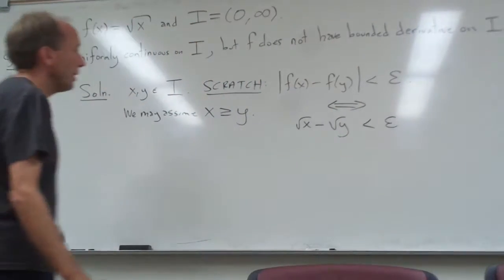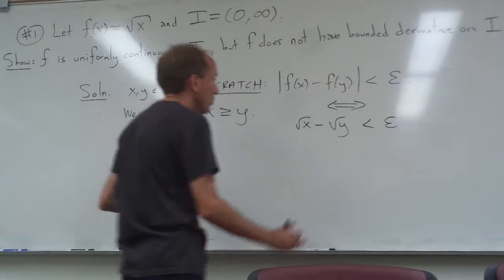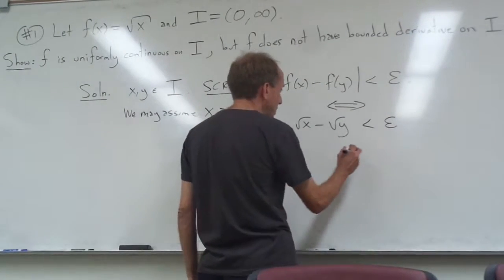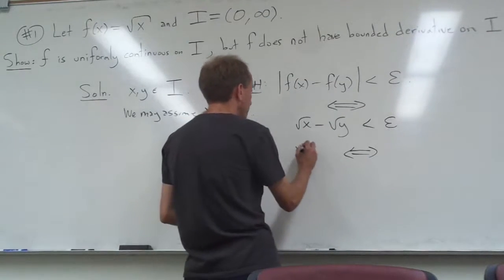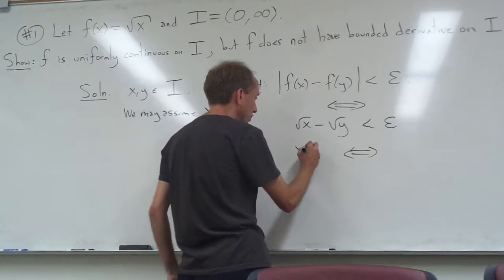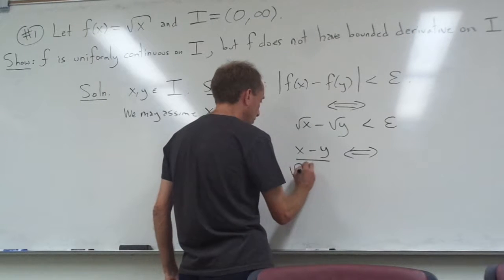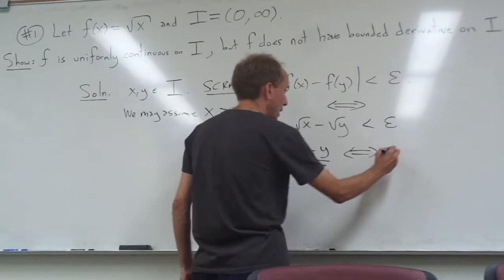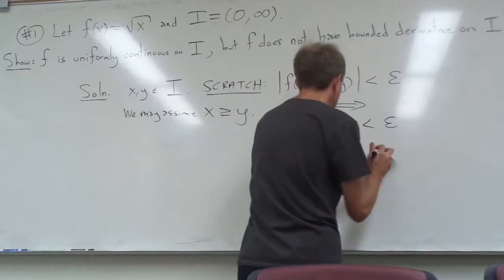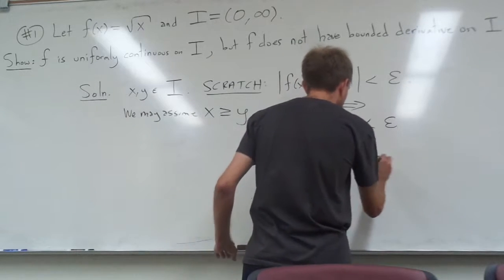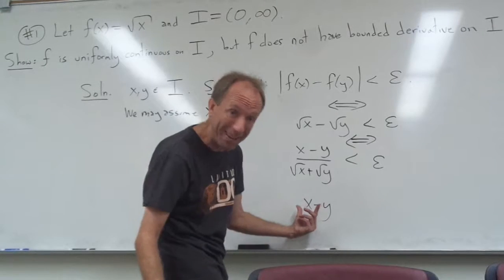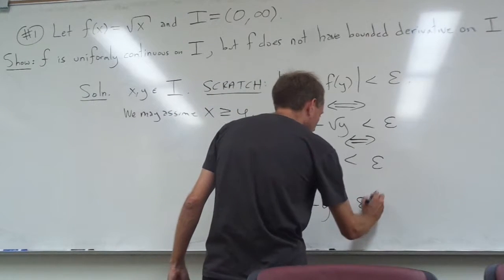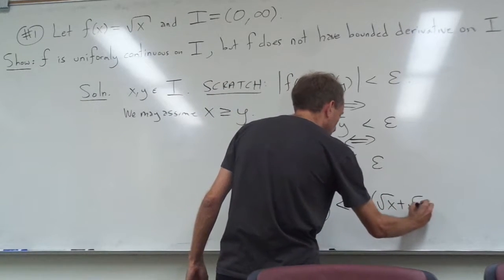Now, this is a little tricky. What you might be thinking of doing here is conjugating this by the square root of x plus the square root of y in order to get something that would look like this. This should look like this, less than epsilon. And so then x minus y, which is the same as the absolute value of x minus y, would be less than epsilon times the square root of x plus the square root of y.